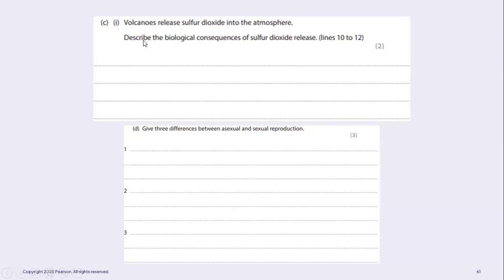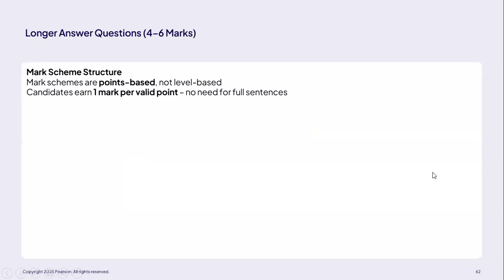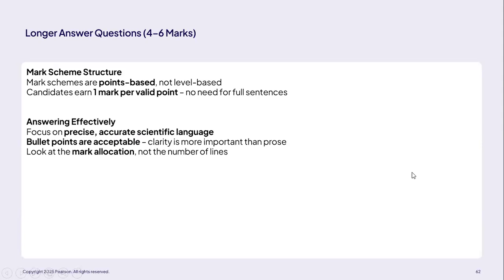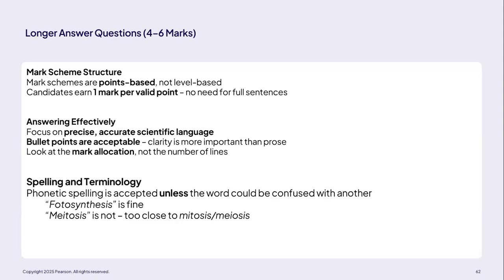So, typical question: describe the biological consequences of sulfur dioxide release and 3 differences between sexual and asexual reproduction. Even for the longer questions, the mark schemes are point-based. There's no level-based questions on our GCSE. So the mark scheme will give a list of points, and there's 1 mark per valid point. There's no need for full sentences, although they need to make sense. To answer effectively, students need to focus on precise, accurate scientific language. Bullet points are acceptable. And as I've said, look at the mark allocation, not the number of lines.